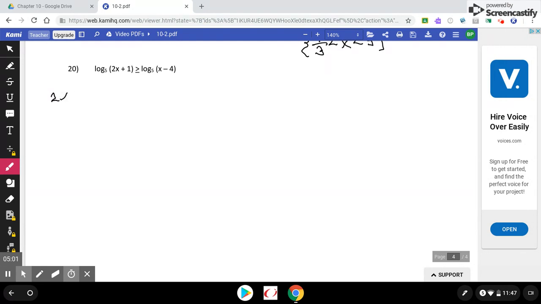Since the hard part to remember is that the arguments can't be negative or can't be 0, maybe you should write that down first. There's another argument, x minus 4. It has to be bigger than 0. And then the problem itself. Well, here's the property of inequality. You are allowed to cross off those common bases and just solve what's left. So I get a 2x plus 1 greater than or equal to x minus 4.